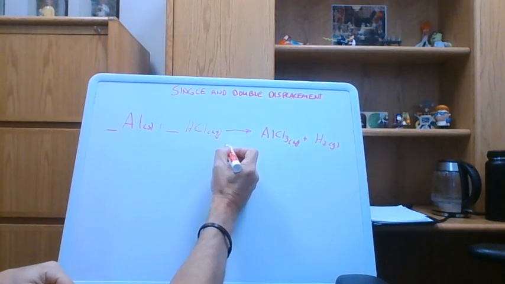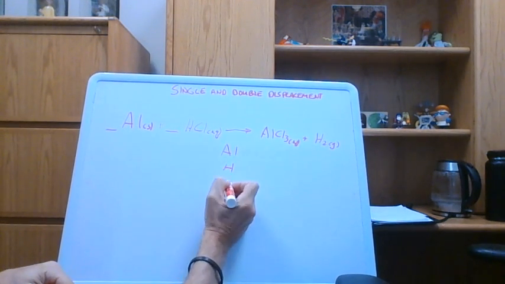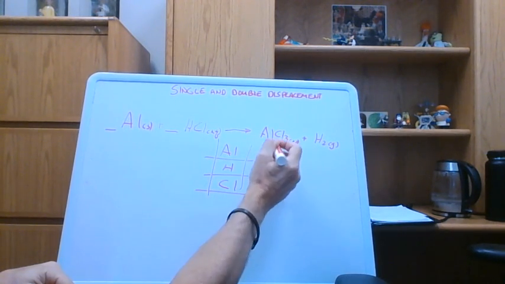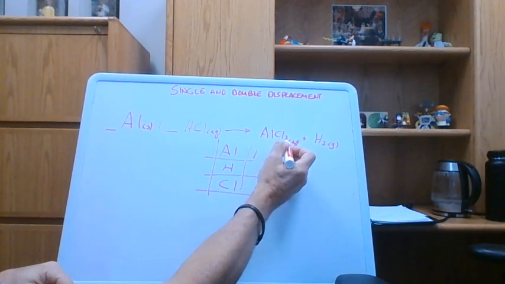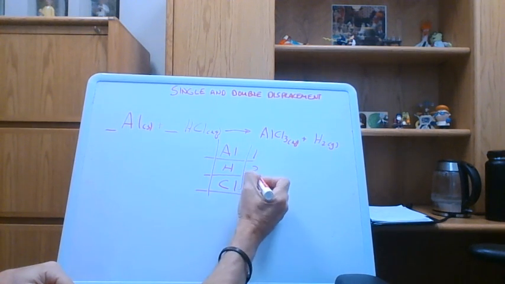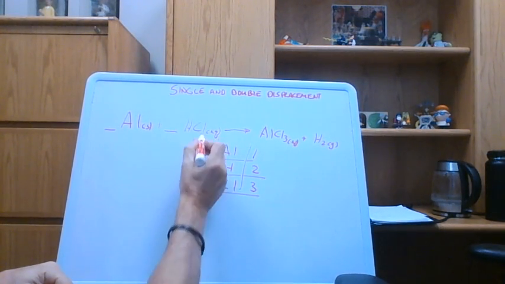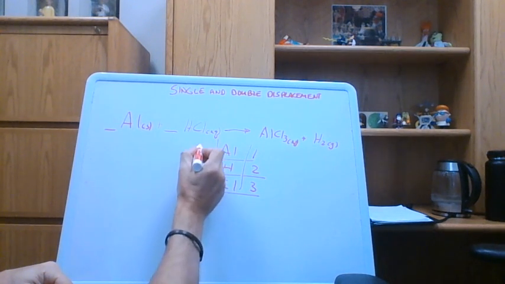Now we're going to try to balance our aluminum, our hydrogen, and our chlorine. So on this side of the arrow we have 1 aluminum atom, we have 3 chlorine, and we have 2 hydrogen. On this side we have 1 aluminum atom, 1 hydrogen, and 1 chlorine.